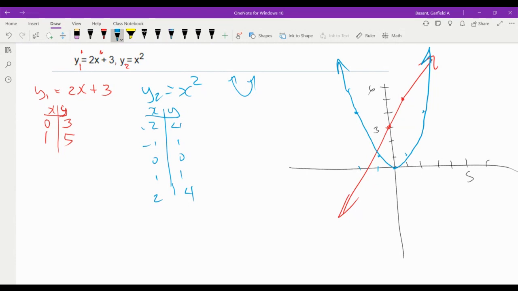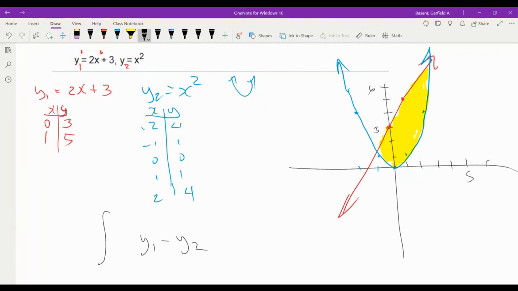Which one is on the top? Where's the shaded region? This is our shaded region. We're looking for the region in between them. y1 is on the top, right? The linear equation is on the top. I totally agree, 100% correct. So y1 is on the top, so when we set up our integral, it's going to be y1 minus y2.